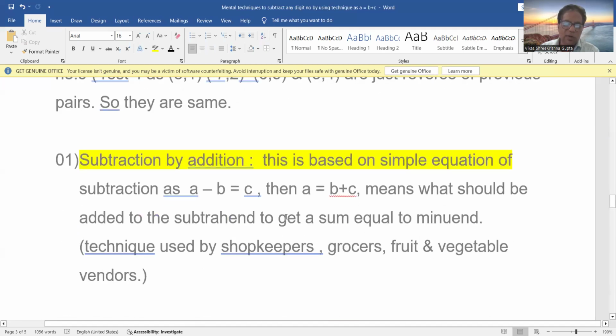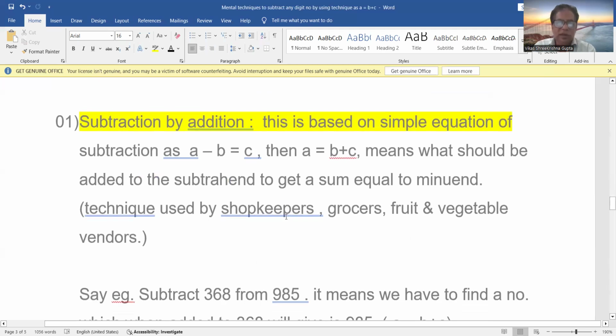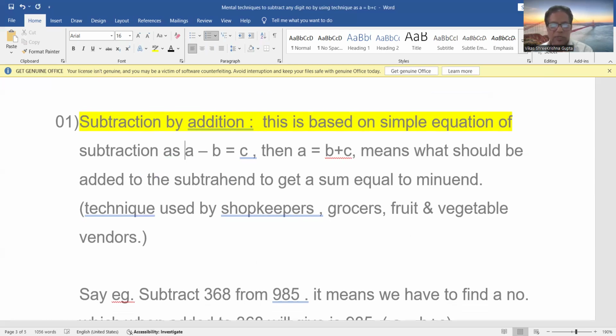Right? Now, what is the method? What is this amazing technique of subtraction by addition? How are we doing subtraction by addition? This technique is based on a very simple equation: when I write A minus B is equal to C, it means that A is equal to B plus C. A is equal to B plus C.